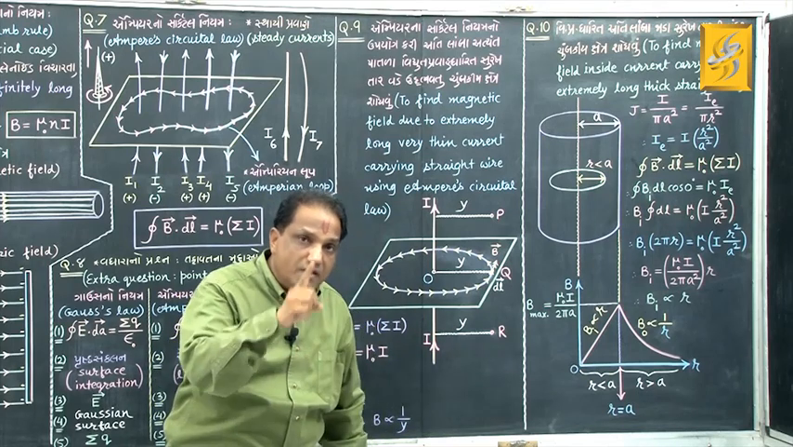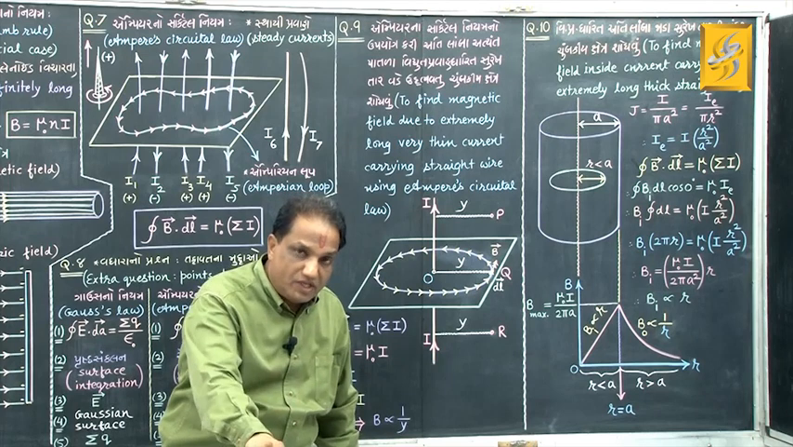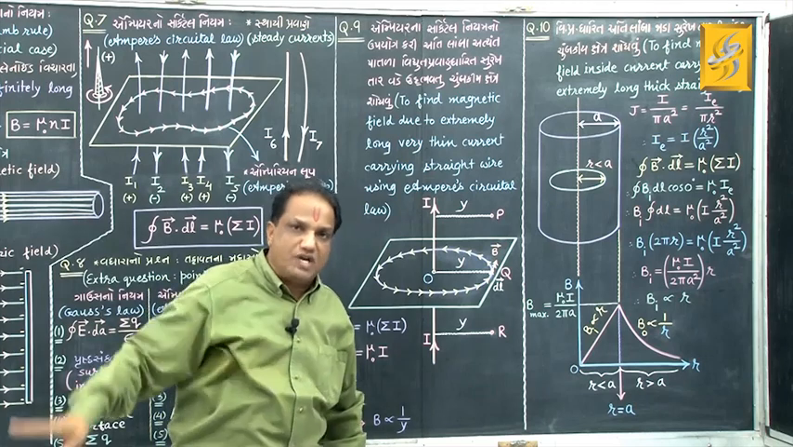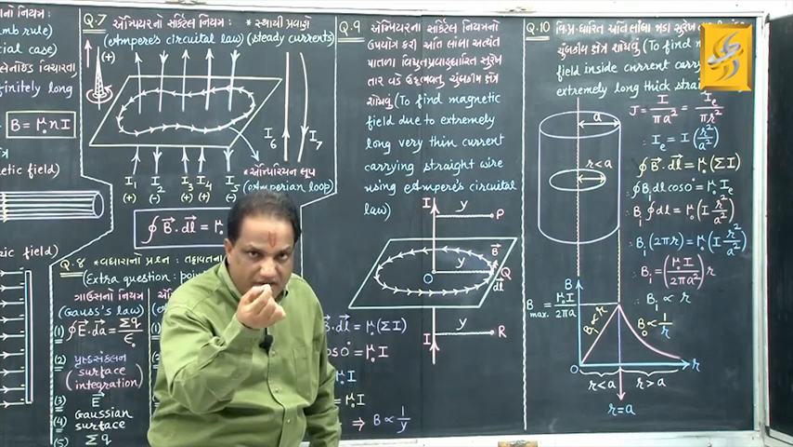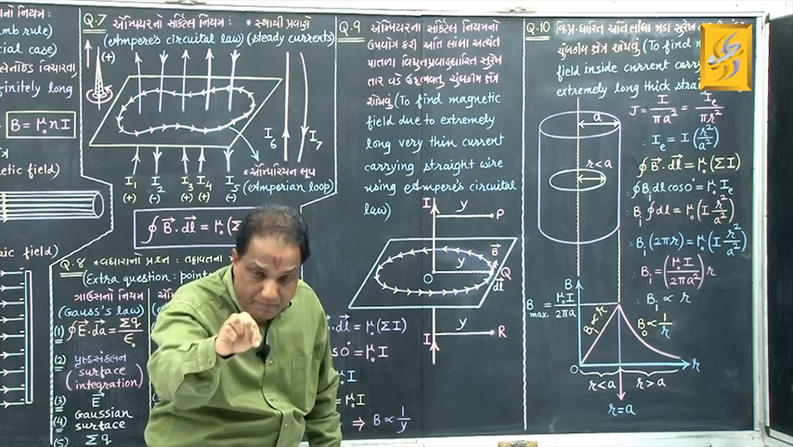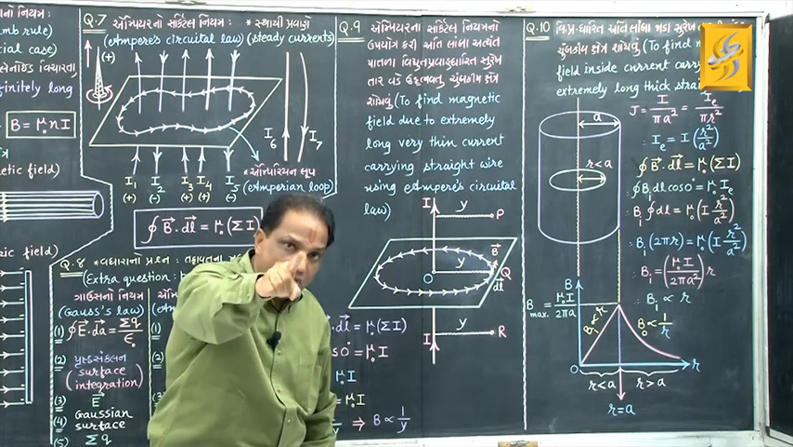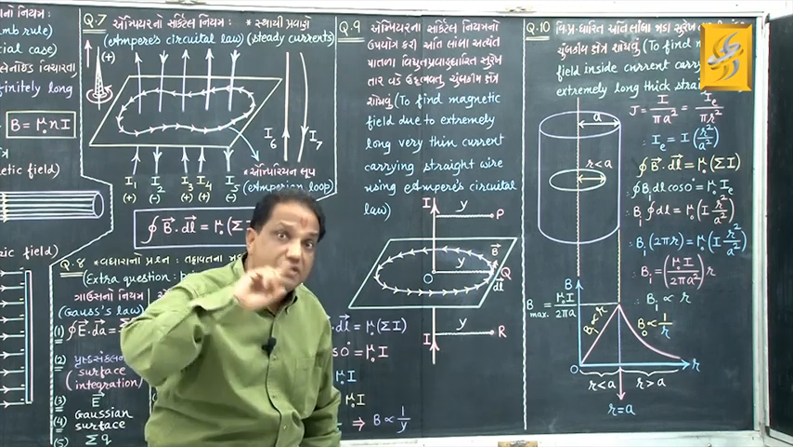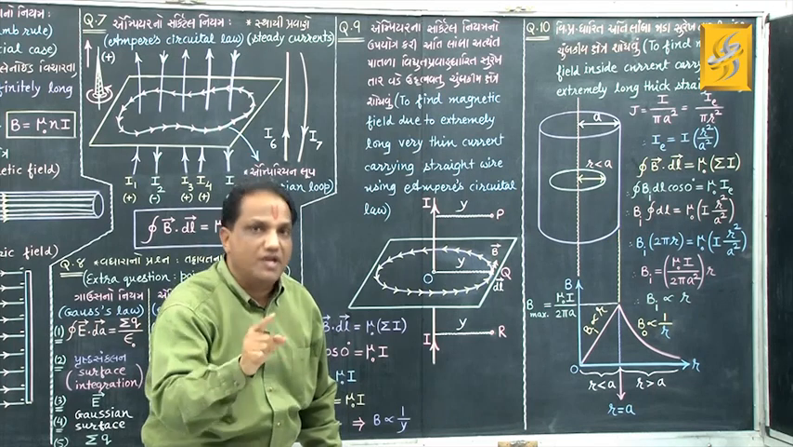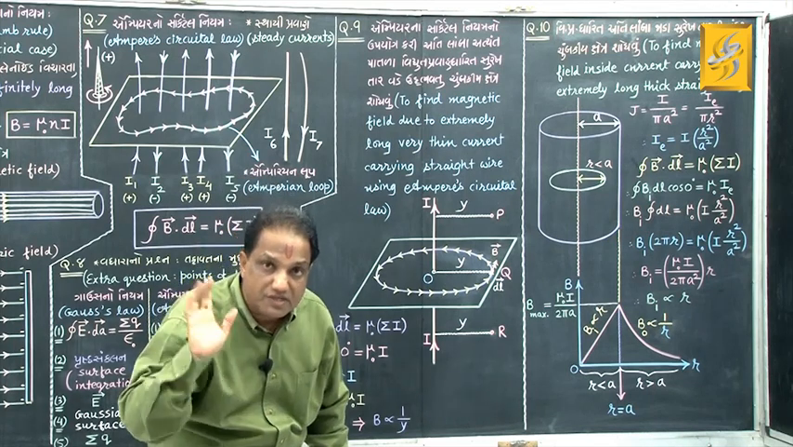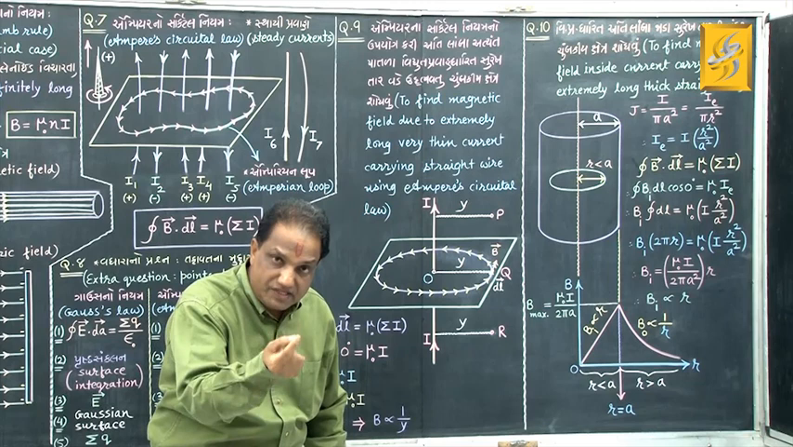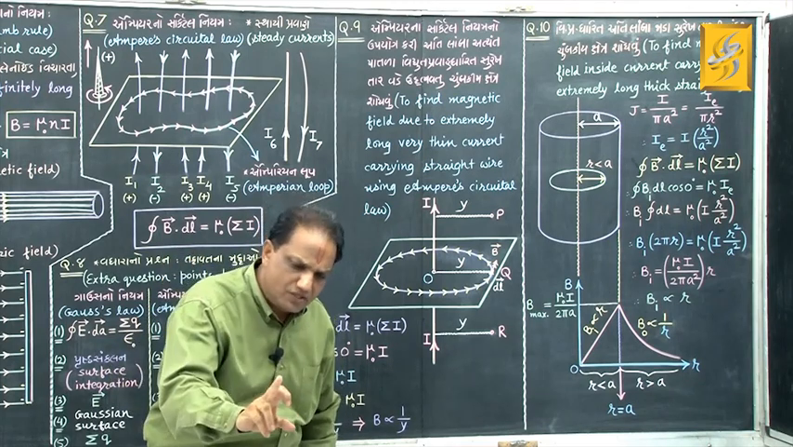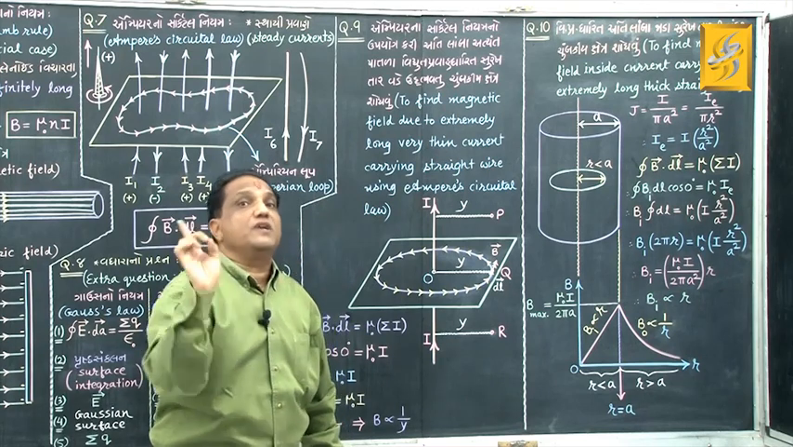Why? Remember, wherever the source is present at the same position, you will not have the corresponding field. Wherever an electric charge is present at the same point, at the same position, you will have no electric field produced by that particular charge. Correct? You will have electric field only in the surrounding region, not at the position of the charge. Similarly, wherever there is electric current at the same position, you cannot expect magnetic field. Yes, you will have magnetic field, but in the surrounding region.